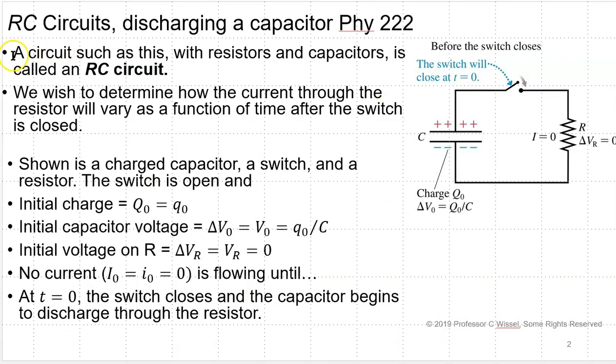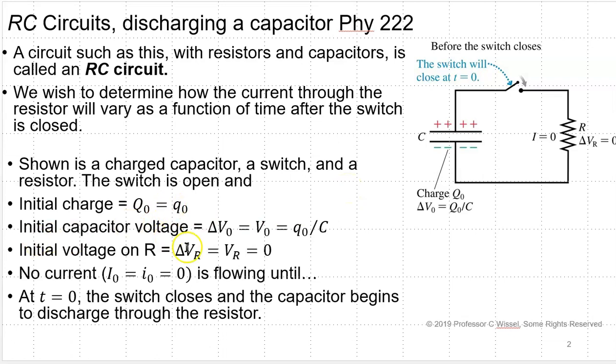A circuit such as this with resistors and capacitors is called an RC circuit. It just stands for resistance and capacitance. If we wish to determine how the current through the resistor will vary as a function of time after the switch is closed, shown here is the charged capacitor, a switch, and a resistor. The switch is open, and the capacitor has an initial charge of Q naught.